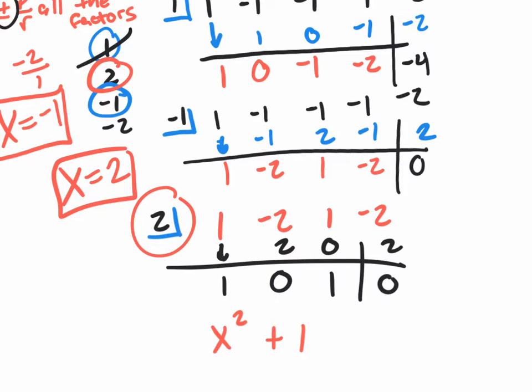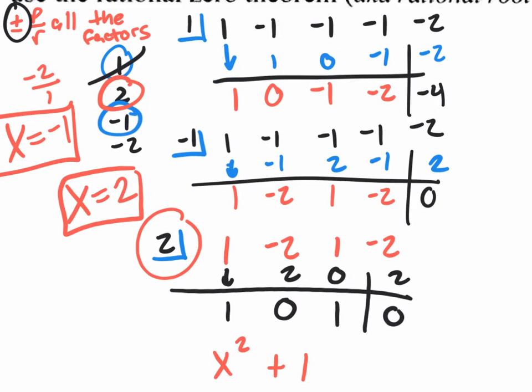Because remember, you keep going down each time you do this. You started with the original power of 4. So the original one was power 4. This became power 3. And then we used the depressed polynomial, and this is now power 2. Power 2 here.